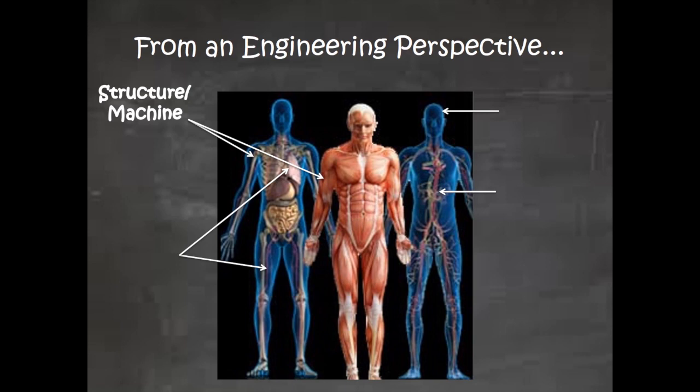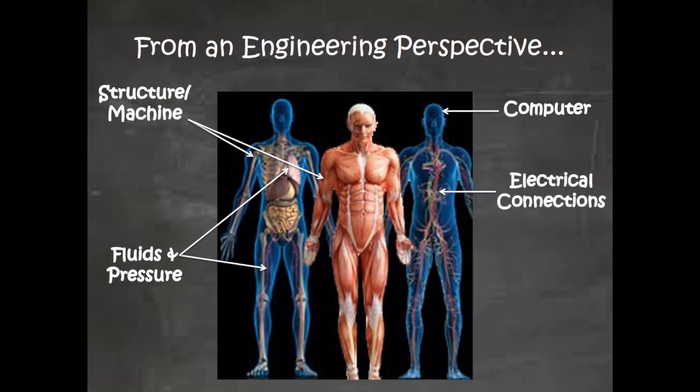What about the heart, lungs, and vascular system? These parts of the body are governed by laws of fluids and pressure. What would the brain be like? The brain acts like the computer, sending and receiving signals to give and interpret instructions. Then what would the nervous system be? The nervous system provides the electrical connections that deliver and retrieve information for the computer, or the brain.